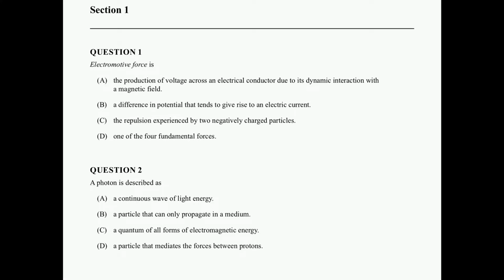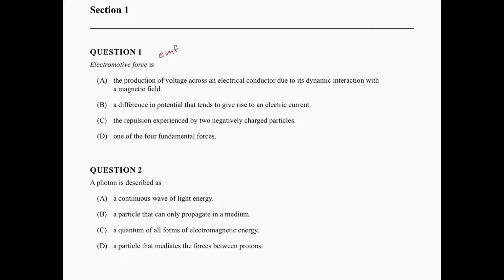All right, so question 1. An electromotive force, we also know it as EMF, is the production of voltage across an electrical conductor due to its dynamic interaction with a magnetic field. So to me, this doesn't read as an electromotive force. The reason for that is it describes the phenomenon of electromagnetic induction, where the change in the magnetic field, that dynamic interaction of a magnetic field, induces a voltage across a conductor.